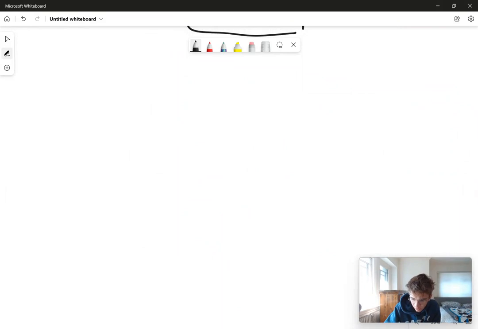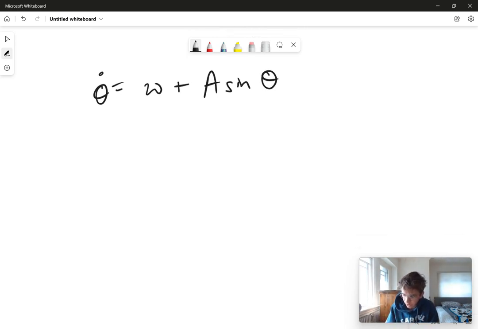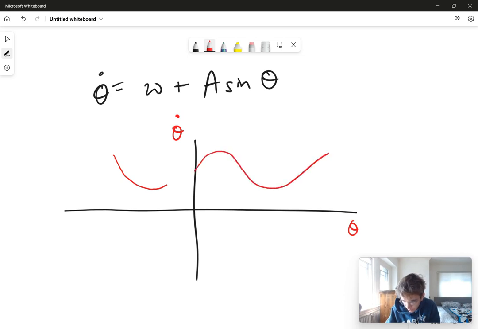So if we have theta dot is equal to omega plus a sine of theta, okay? Now we actually have some variance with respect to theta. And essentially what this corresponds to, if I just plot on the real line here, exactly how we did before. Let's see if I can do this properly. So I'm going to have something that looks like this. Here's my sine wave.